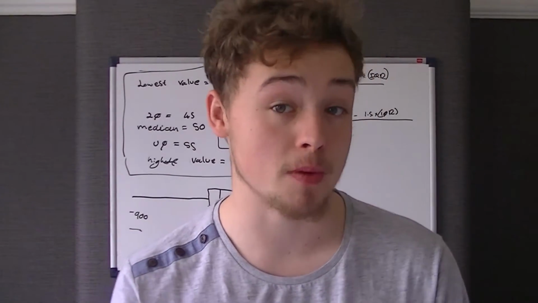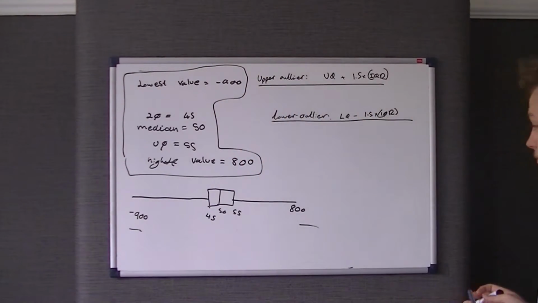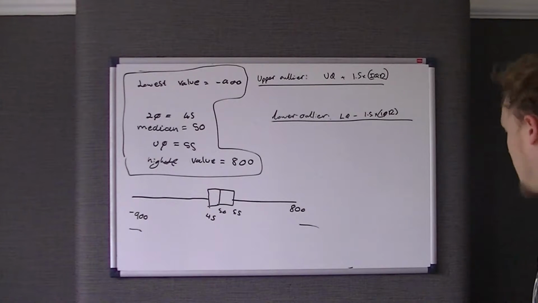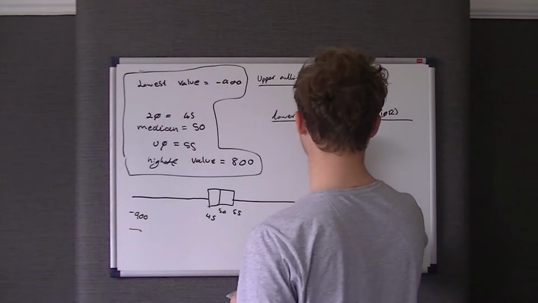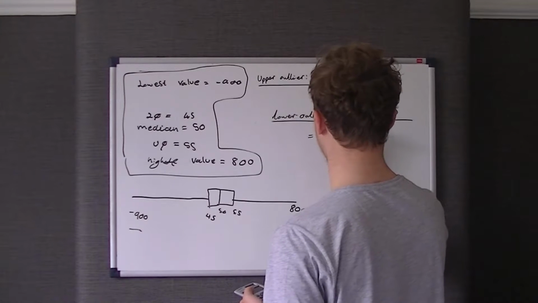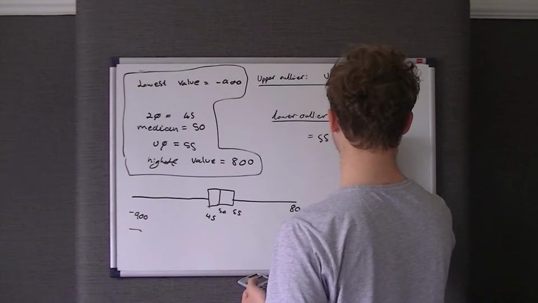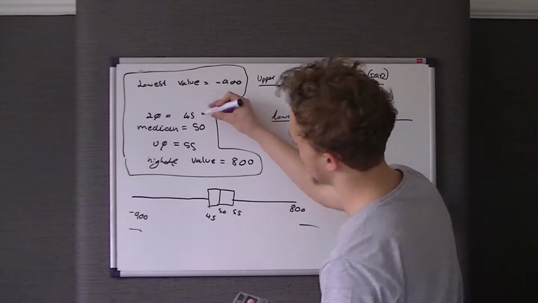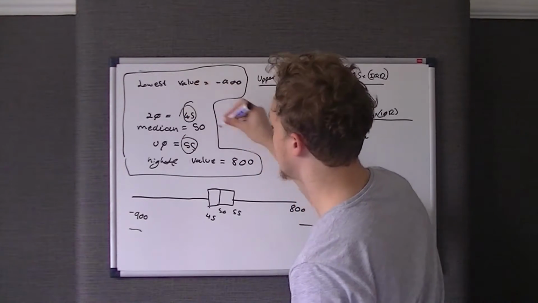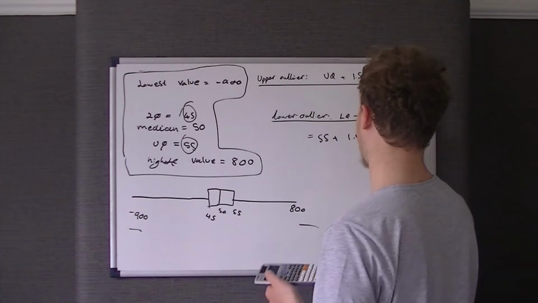They don't look like they should be a part of this result. Okay, so let's do the upper outlier test. The upper outlier is the upper quartile, which is 55, plus 1.5 times the IQR. The IQR is the upper quartile take away the lower quartile, so that's obviously 55 minus 45, that's 10.